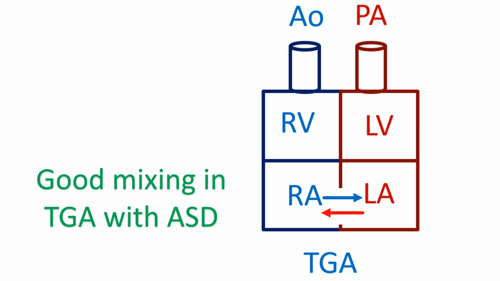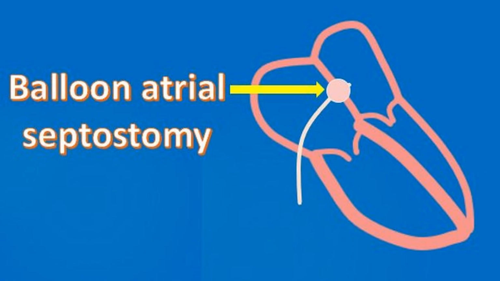So, survival is impossible unless there is good mixing by a congenital defect which permits mixing of pulmonary and systemic venous returns. The best form of mixing can occur if there is an atrial septal defect. In those with poor mixing, an opening is created in the atrial septum in the neonatal period by a procedure known as balloon atrial septostomy to improve systemic oxygen saturation and thereby survival.